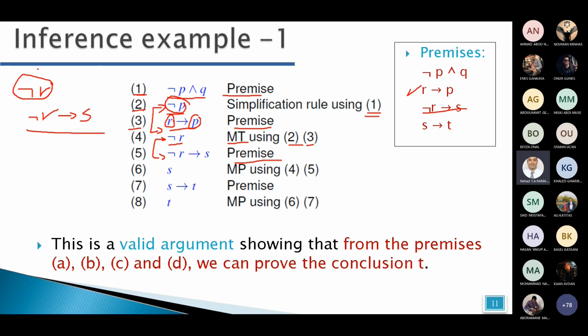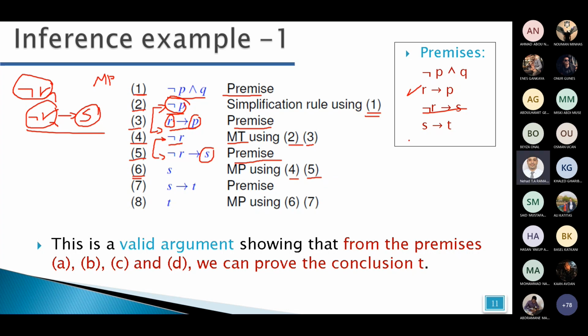Consider it as a Q, for example. Consider this one as a Q, this one as a Q. Which rule? Yes, it's MP rule. When we have Q and Q implies S, then we can get S. So if we use MP rule on statement 4 and 5, so not R implies S, we can get S. So at statement 6, we get S from statement 4 and 5 using MP rule.